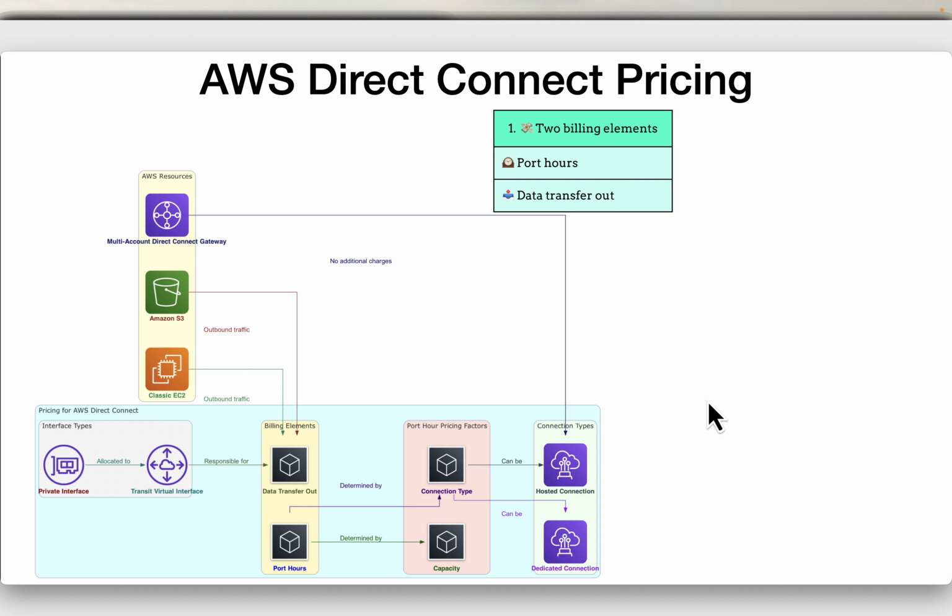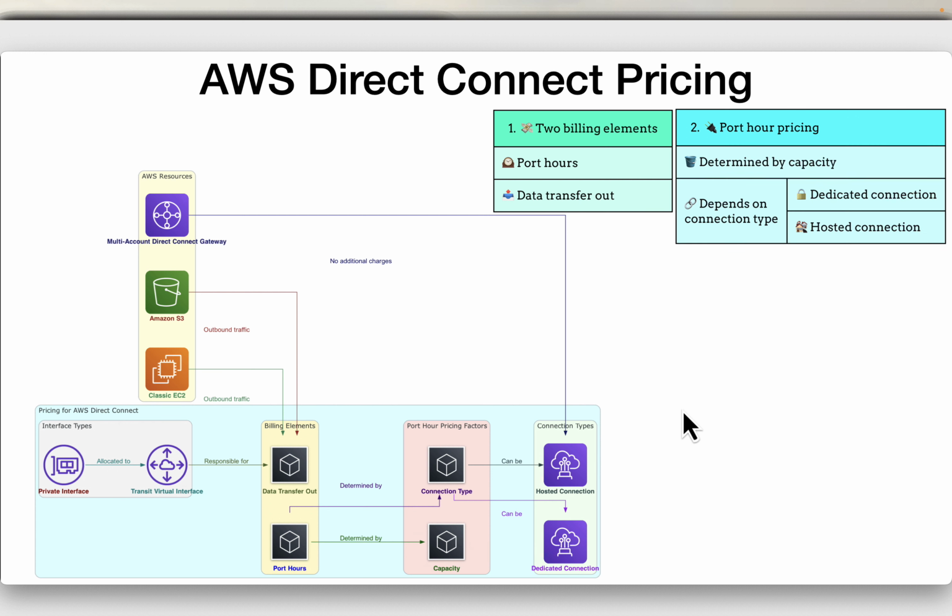AWS Direct Connect pricing consists of two main components. One is port hours, which are based on the capacity and type of connection, and the other is outbound data transfer charges. Port hour pricing: the cost of port hours is determined by the capacity of the connection, which can be 1 Gbps or 10 Gbps, and the type of connection, which can be either a dedicated connection or a hosted connection.